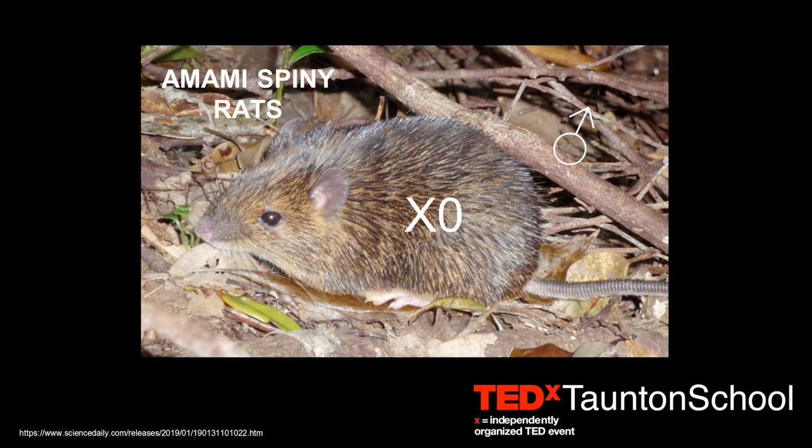This would be very ironic, but thankfully it is not the case. The answer to this question lies in these little guys, Amami spiny rats. They are among the very few mammals who have lost their Y chromosome and the SRY gene along with it, and yet they still manage to develop into both males and females. Except their males, instead of having the XY chromosomes, just have a single X.